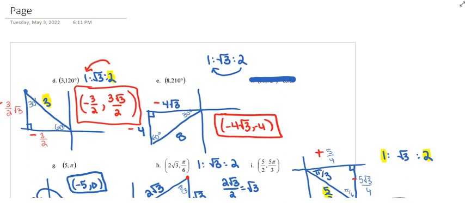Welcome back, folks. In the last video, we converted polar coordinates to rectangular. This video picks up where that lesson left off, and we're going to talk about converting rectangular coordinates to polar.